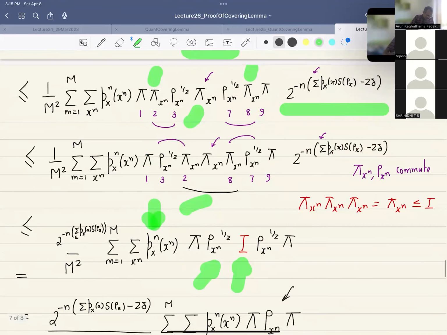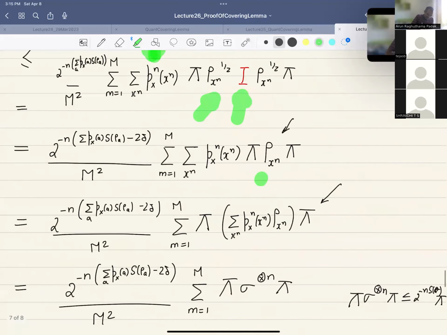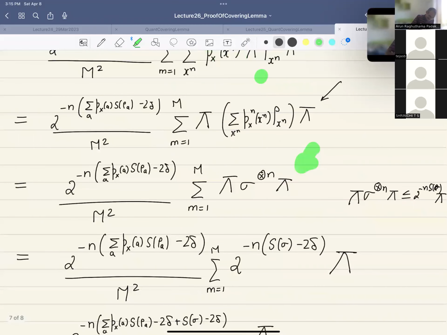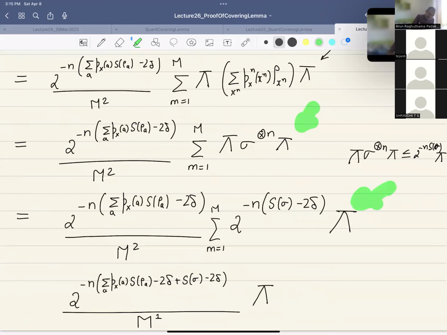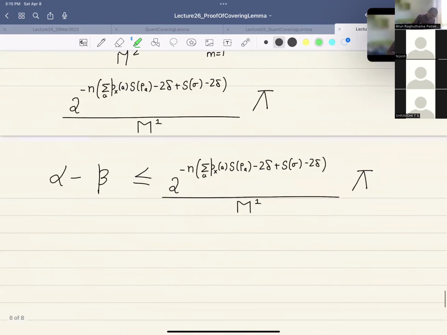So now you try and get your sigma tensor n, because pi is only happy with sigma tensor n. So you sum over the xn's, rho xn, pxn, you do the averaging, you get sigma tensor n. Then finally you get rid of the pi, the sigma tensor n, and you get this. You get 2 power minus n times this times pi. Okay, you ended up with this. That's all. Very simple.